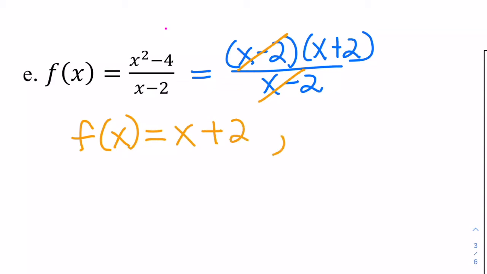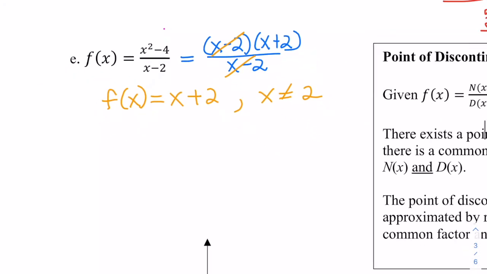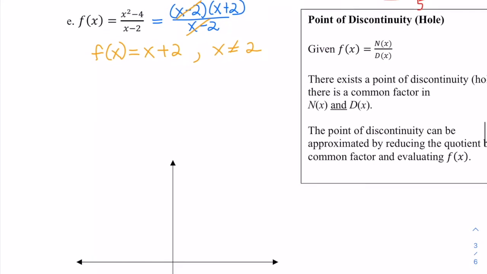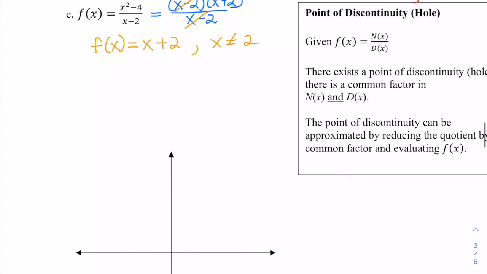But remember, our restriction would have been x cannot equal positive 2. Now what does that mean? Well, that means that we're going to have this graph with a slope of 1, right? And a y-intercept of 2. So we can figure that out. Let's see. So this will be 2 right here. And we could kind of make a sketch here.